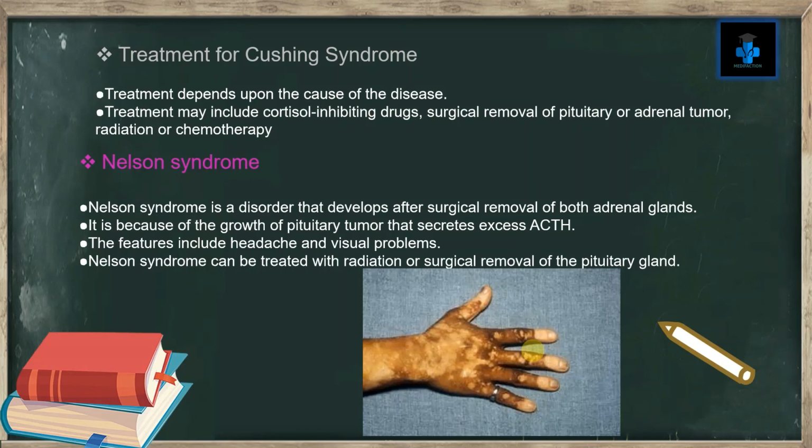Now let's learn about the Nelson syndrome. Nelson syndrome is a disorder that develops after surgical removal of both adrenal glands. It is because of the growth of pituitary tumor that secretes excess ACTH. The features include headache and visual problems. Nelson syndrome can be treated with radiation or surgical removal of the pituitary gland.